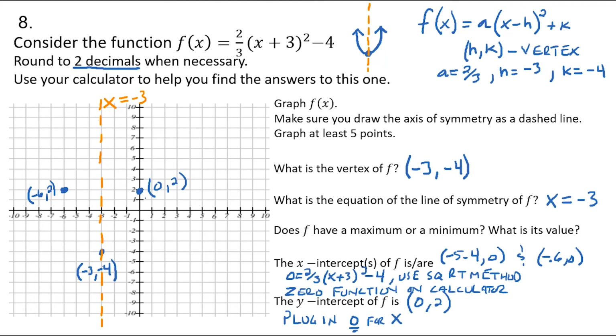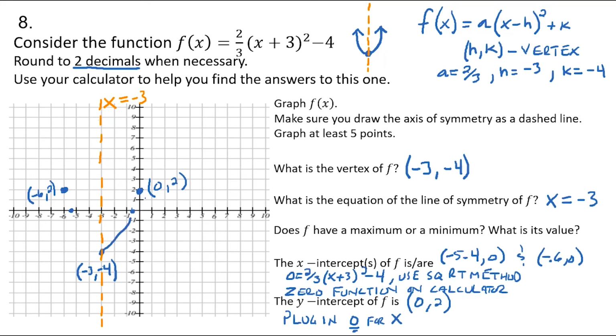Let's see, -5.4 is roughly around here. And then -0.6 is somewhere around here. Okay, so now I've got 5 points, and I can go ahead and graph this.